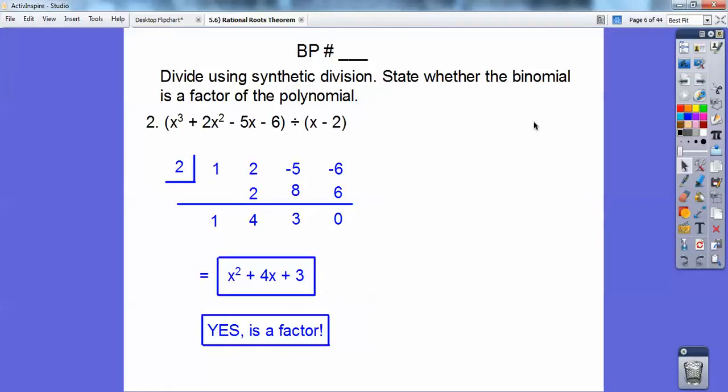Now, it's not asking for it, but if it said find the roots, then I'd go ahead and continue to solve that, and I'd get negative 3, negative 1, and also 2 as the roots right there. It's not asking for it, but if it did ask for that.